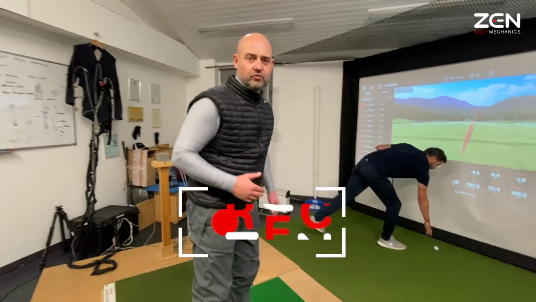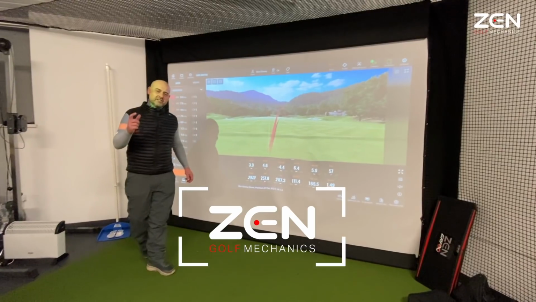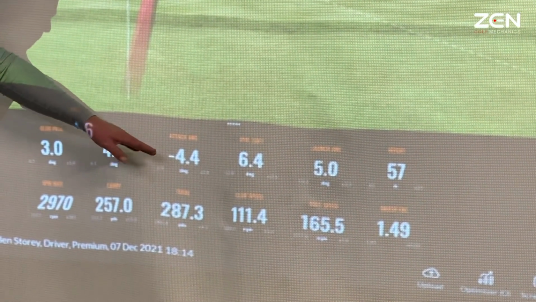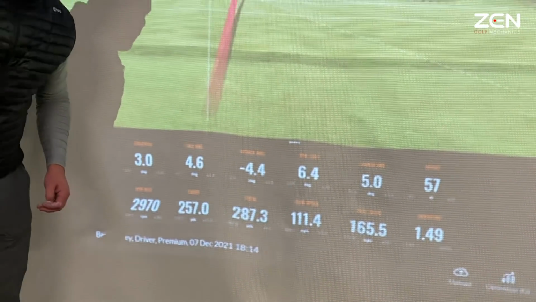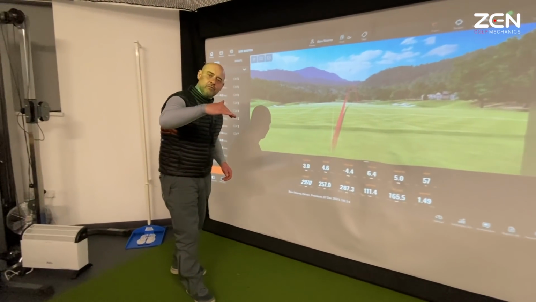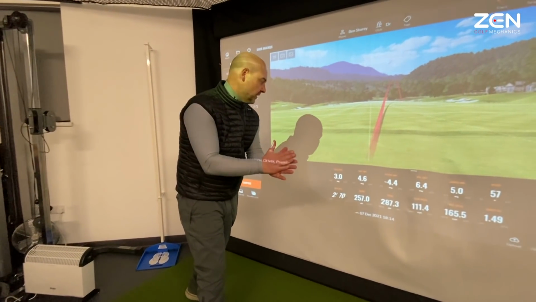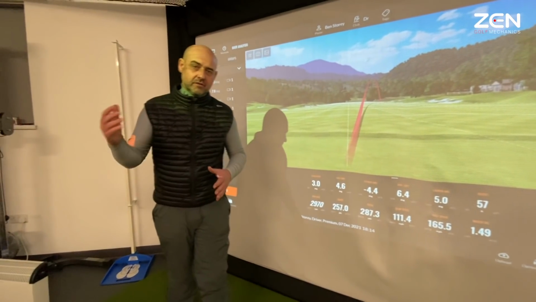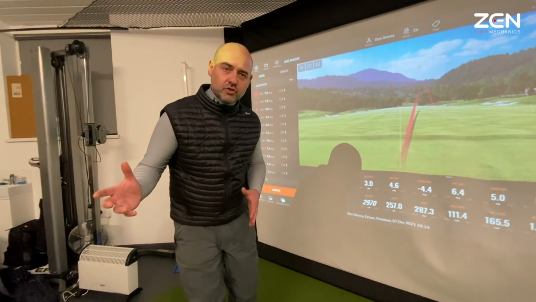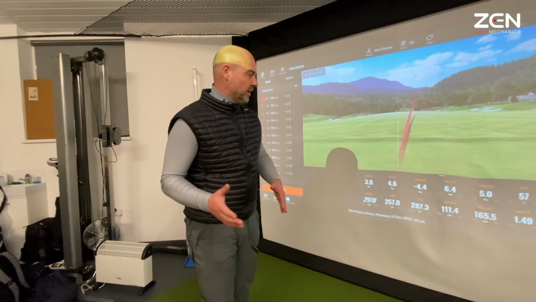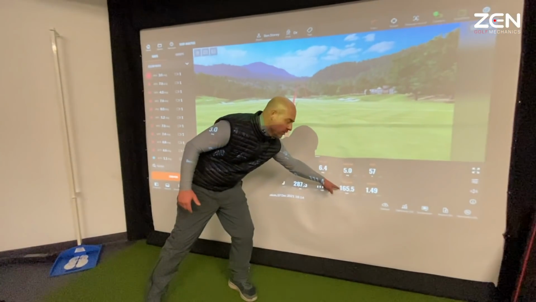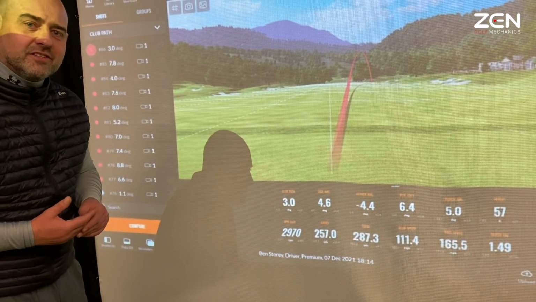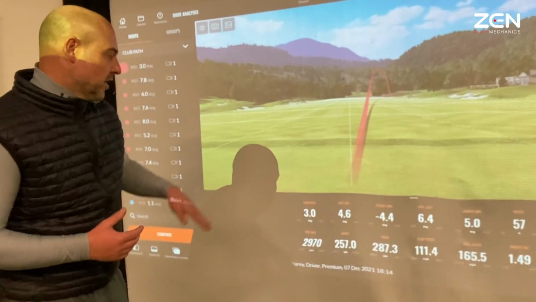So Ben's just hit a drive there, and we can see the critical number here is the angle of attack. So minus 4.4. So the driver head is travelling down 4.4 degrees at the moment of impact. And I mean, Ben's a tour player as well as a coach, so highly skilled. So high club head speed, high ball speed, 165.5 ball speed. So already it's going to be getting distance with that kind of speed.